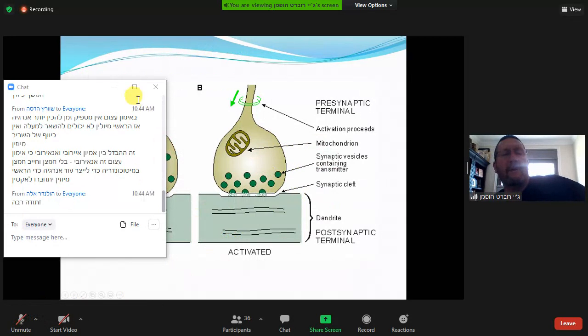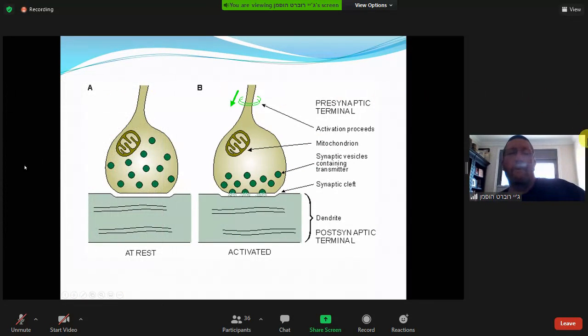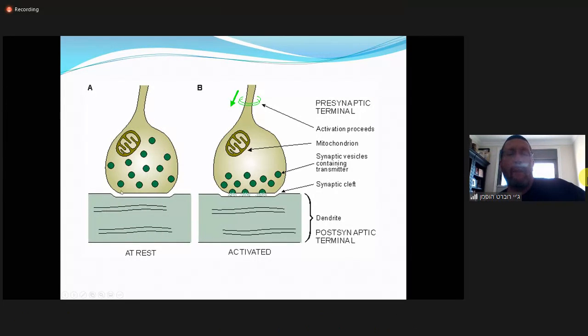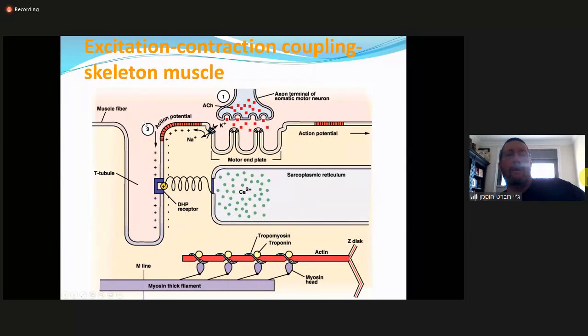Okay, so here, this is just above that T-tubule. What this is showing us simply is what's happening at the presynaptic membrane and postsynaptic membrane. This is the fiber. This is at rest. This is activated. And what you're looking at here is simply acetylcholine, the neurotransmitter, that's being released. That's going to cause the action potential. This is in another picture, and then there's going to be a number of different slides that show the same thing, just from different sources.